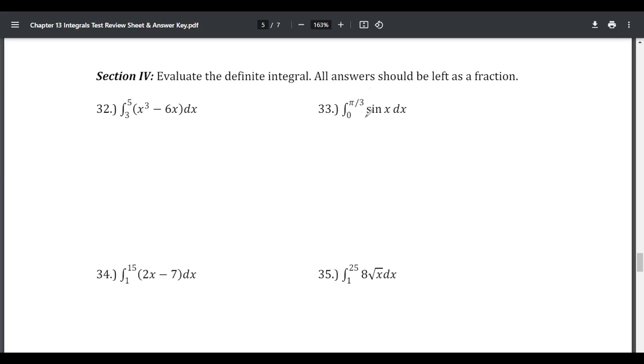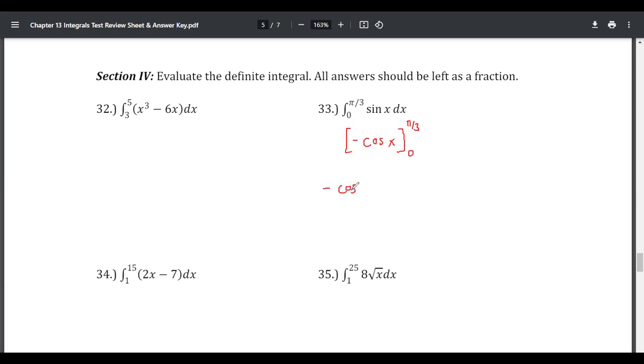Can you tell me what is the integral of sine x first? Integral sin x would be negative cos of x plus c. Right. And remember, when you're doing a definite integral, you don't need to put the plus c because it will eventually cancel out. So you can just evaluate negative cos x from 0 to pi by 3. Be very careful with this negative sign.